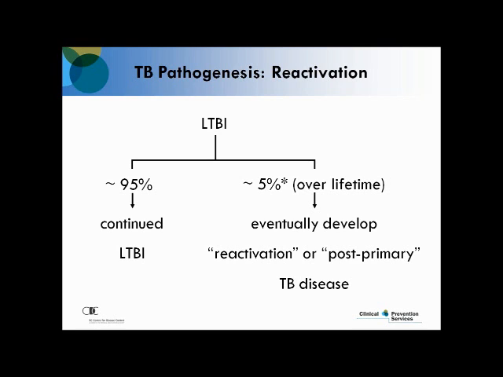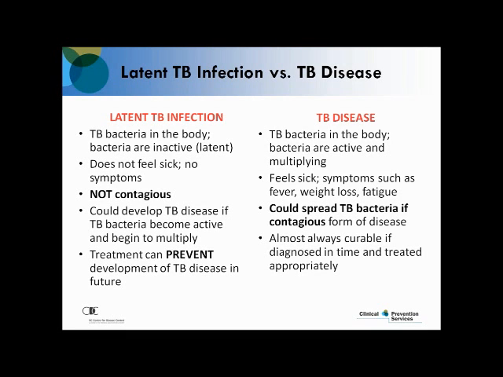Reactivation typically occurs when the immune system becomes weak and cannot keep the bacilli contained. The TB bacilli begin to multiply rapidly and break down the wall surrounding it. This client now has TB disease. And so just to go through latent TB infection and disease: with latent TB infection, you don't have the TB, you're not contagious, and it's preventable. Disease is when we worry that you could spread it if you're infectious.